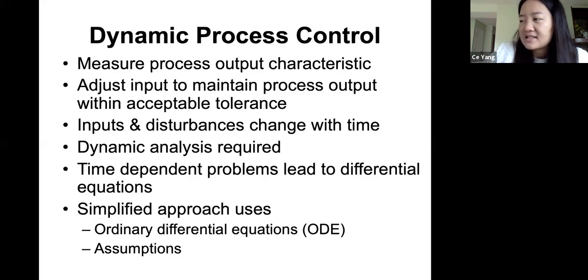And dynamic analysis is usually required, and the time-dependent problems lead to differential equations, which in this course can be solved by a simplified approach, using ordinary differential equations, given some ideal assumptions such as a well-mixed tank or laminar flow for flow rate problems.